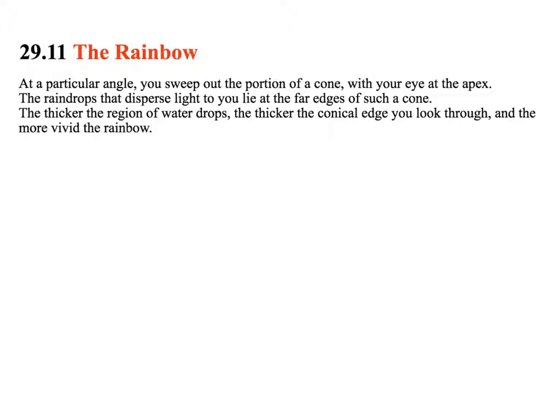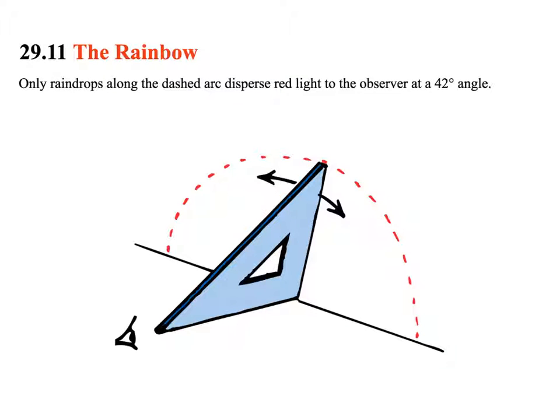At a particular angle, you sweep out the portion of a cone with your eye at the apex. The raindrops that disperse light to you lie at the far edge of each cone. The thicker the region of the water drops, the thicker the conical edge you look through, and the more vivid the rainbow will be. Only raindrops along the dashed arc disperse red light to the observer at a 42-degree angle.